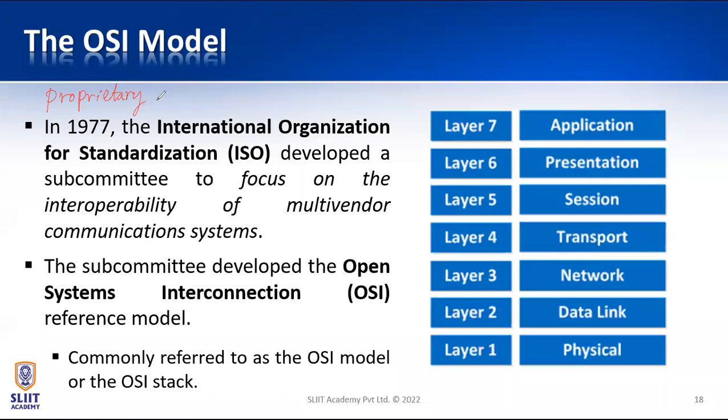So when you want to communicate with other organizations' networks, you have to use some conversion technologies. Instead of using these conversion technologies, they wanted to establish interoperability between all the communication systems. So to maintain interoperability between all the systems, they focused on this OSI model, right? This subcommittee was developed to introduce interoperability between multi-vendor systems.